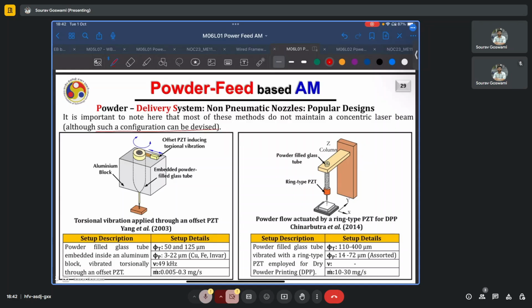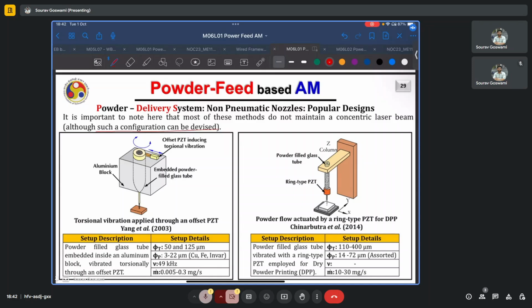The frequency that you typically use in such a case is close to 50 kilohertz, 49 kilohertz to be exact. And the powder deposition rates are anywhere between 0.005 to 0.3 milligram per second. So that is something to think about.